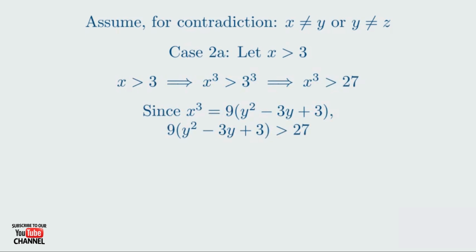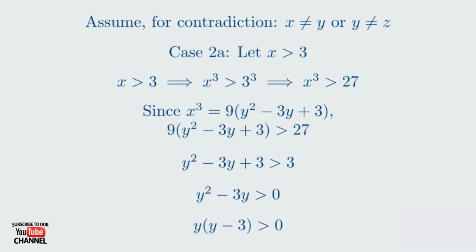We can divide the entire inequality by 9. This gives us y squared minus 3y plus 3 is greater than 3. Subtracting 3 from both sides, we get y squared minus 3y is greater than 0. Factoring out a y, we have y times (y minus 3) is greater than 0.